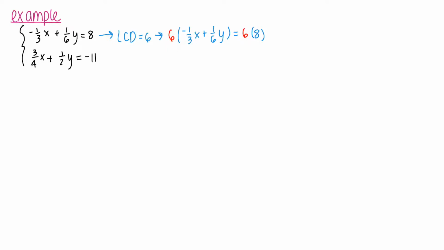Six divided by 3 is 2. 2 times negative 1 is negative 2. So this will be, when I distribute it, negative 2x, and then 6 times 1/6, and you can just do 6 times 1/6 in your calculator, that's fine too. That's going to be 1, so I'm just going to put plus y, and then 6 times 8 is 48. For this equation down here, our LCD is going to be 4. So I'm multiplying by 4 on both sides.